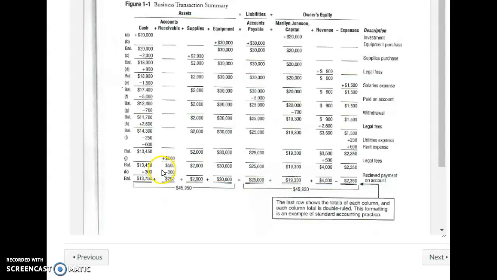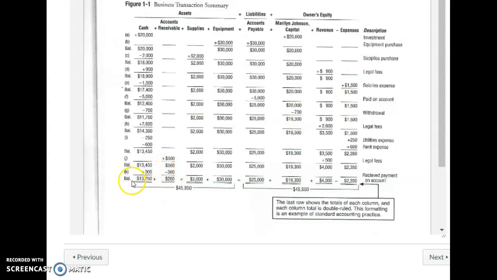And then finally, you have received on account. From this transaction, you increased cash $300, and you decreased your accounts receivable because they paid on their account. So you decrease their account. Again, this is the same side of the equal sign, so it offsets because you have an increase and a decrease, but it equals out.